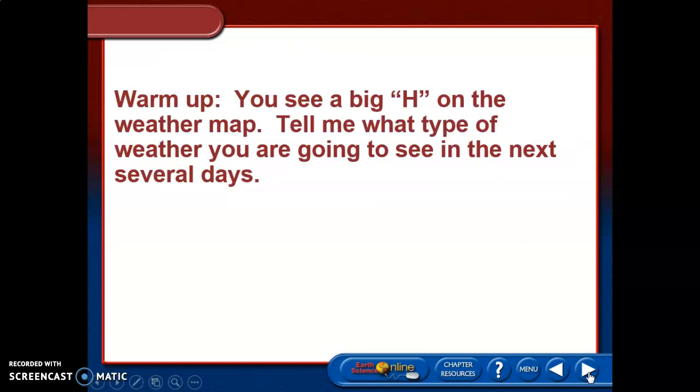All right, another question for you guys here. If you see a big H on the weather map, what does that mean? What is the weather going to be like for the next several days? So write this down, put your best educated guess on your papers. And remember, you can pause this, no big deal, and you can continue on.